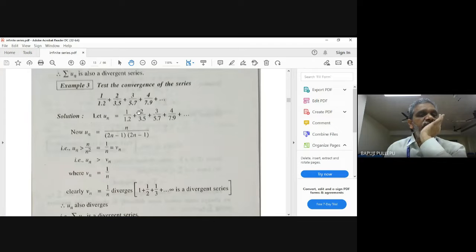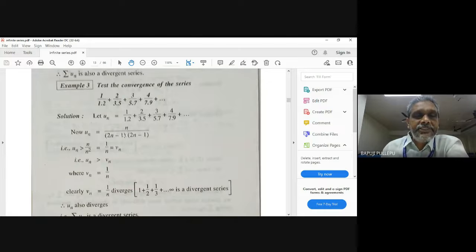In such a way you can always choose Vn. Take Un from the highest degree, and the balance term you can prepare as Vn. Then if you write Un by Vn, if it is less than 1, okay; greater than 1 means it diverges, you can say.